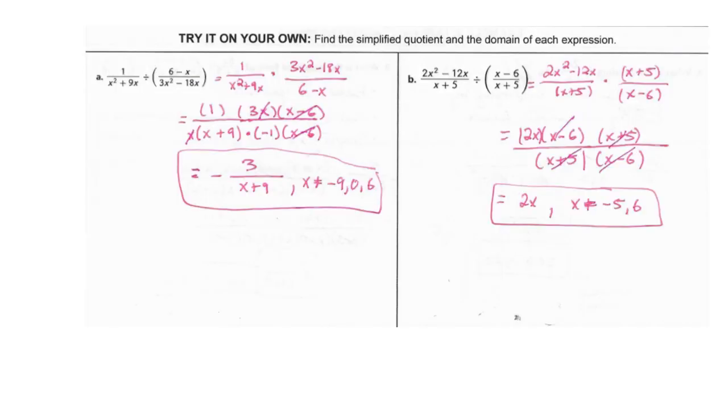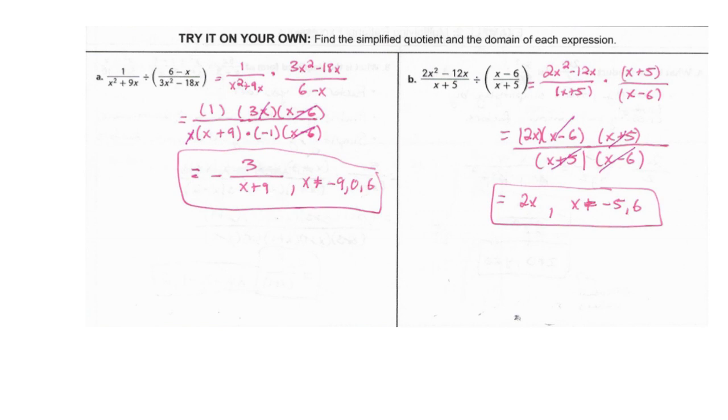All right, so here's the solutions. You can factor out a 3x from 3x squared minus 18x, and an x minus 6 is left over. And then you can cross out an x, and then you take out the negative 1, and you have x minus 6, so you can cross that out. And what's left over is negative 3 over x plus 9. And your excluded values are negative 9 from the x plus 9, 0 from the x, and 6 from the x minus 6 in your denominator.